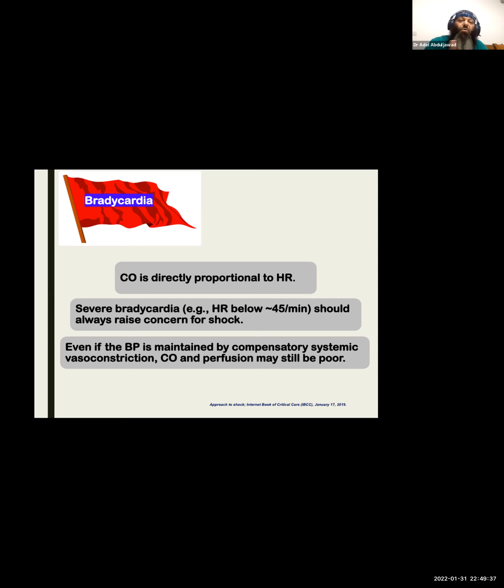I will explain to you later how the heart rate or the bradycardia can be put in the stigmata of impending shock. Even if the blood pressure is maintained by compensatory mechanisms of systemic vasoconstriction, the cardiac output and perfusion are still poor. So do not be fooled by the normal blood pressure. If you look carefully and dig deeper behind the perfusion signs and the cardiac output, you will find those are significantly reduced, despite the patient still initially having a normal blood pressure with bradycardia.